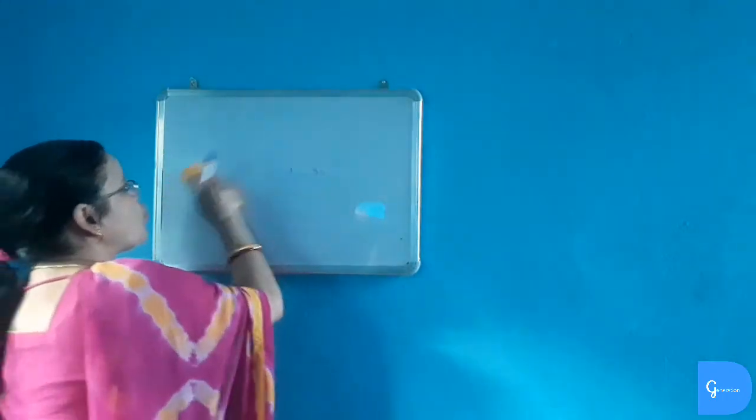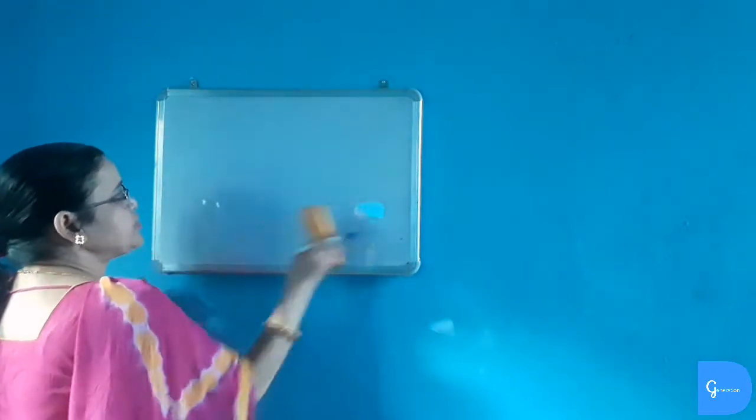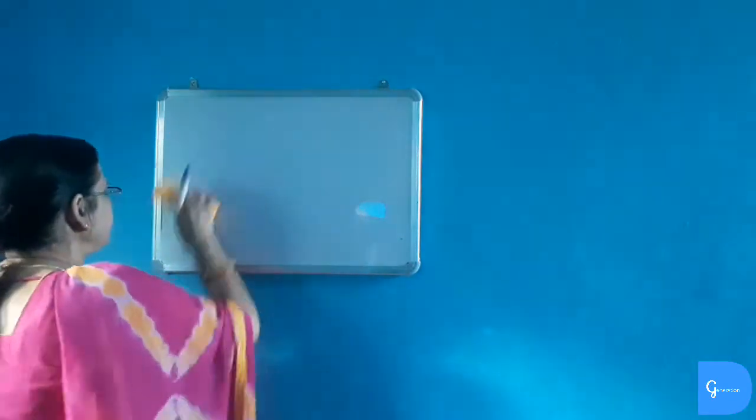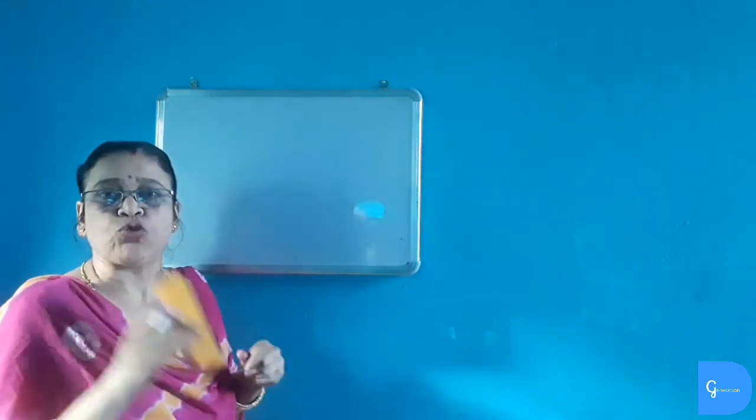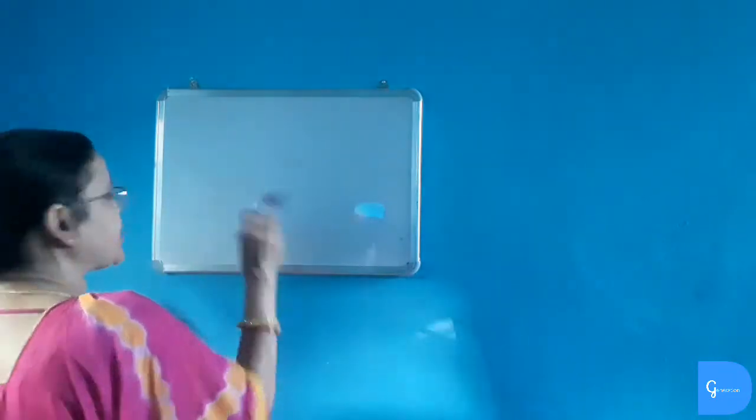Now by using Ohm's law, we will solve a few word problems. In these word problems, the circuit diagram is a must. You have to draw the circuit diagram. If you don't draw the circuit diagram, you will get no marks in the exam. So the circuit diagram is a must.